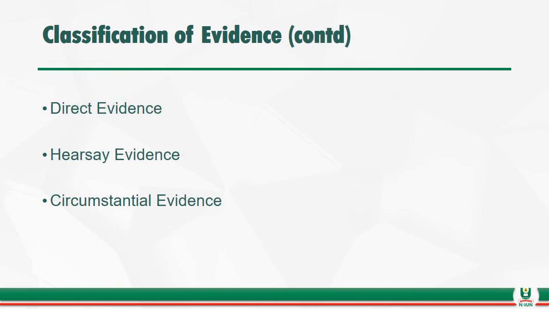What of direct evidence? Direct evidence has to do with personal knowledge of what the witness saw or what he heard. The witness gives personal knowledge of what he knows, not what he was informed by another person. It is a proof of a fact by a witness who perceived the fact with the relevant sense. If Mr. A comes to court and says, I saw the accused person when he took a gun and shot the deceased, that is a direct testimony of what happened.